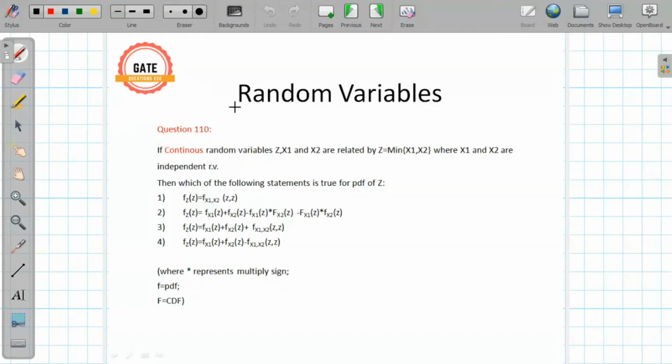I am back with the next question on the series of random variables and the question code is 110. If continuous random variable z, x1 and x2 are related by z is equal to minimum of x1, x2, where x1 and x2 are independent random variables, then which of the following statements is true for the PDF of z? Out of these four statements, only one statement is true. We will have to find out which statement is true. So let's see how to solve this question.